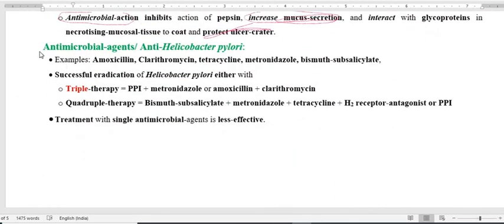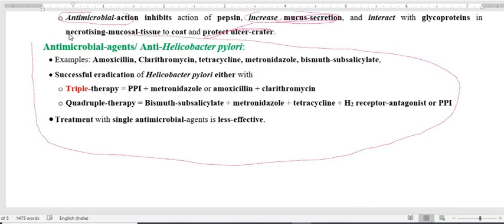Now we have to go through the last one, the drugs which kill the bacteria participating in the formation of peptic ulcer, that is Helicobacter pylori. Drugs like amoxicillin, clarithromycin, metronidazole, tetracycline, and bismuth subsalicylate are used to kill this bacteria. Usually we do not use these drugs alone. The anti-Helicobacter pylori drugs are used in combination, either triple therapy or quadruple therapy.